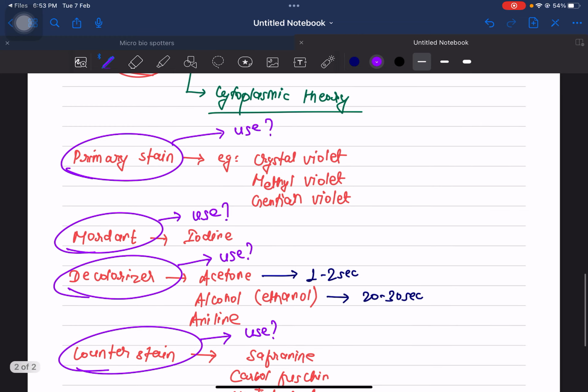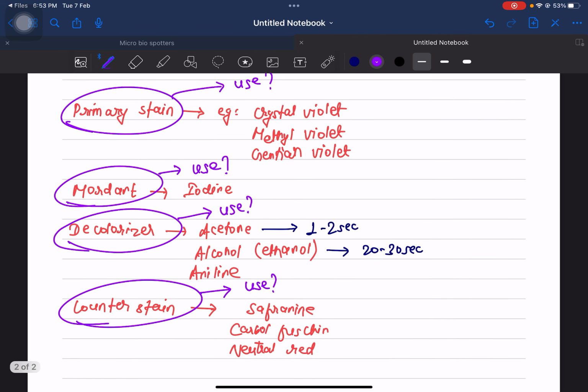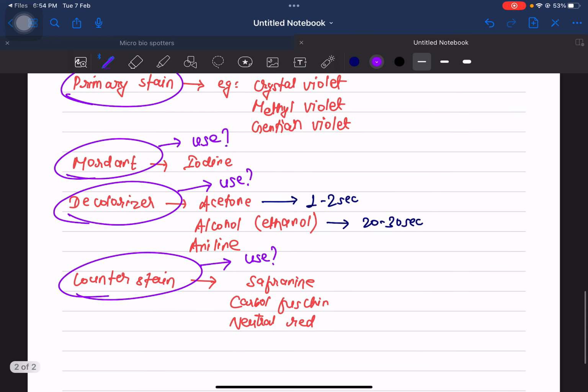Okay, so what is the use of the primary stain? It is used to stain at first. The mordant is just used to hold the stain. The decolorizer is used, obviously as the name says, to decolorize or remove the color. And the counter stain: if the primary stain has been removed, then the counter stain takes place on that organism, and the organism gets the counter stain as such in the case of gram negative organisms. Okay, so know this.